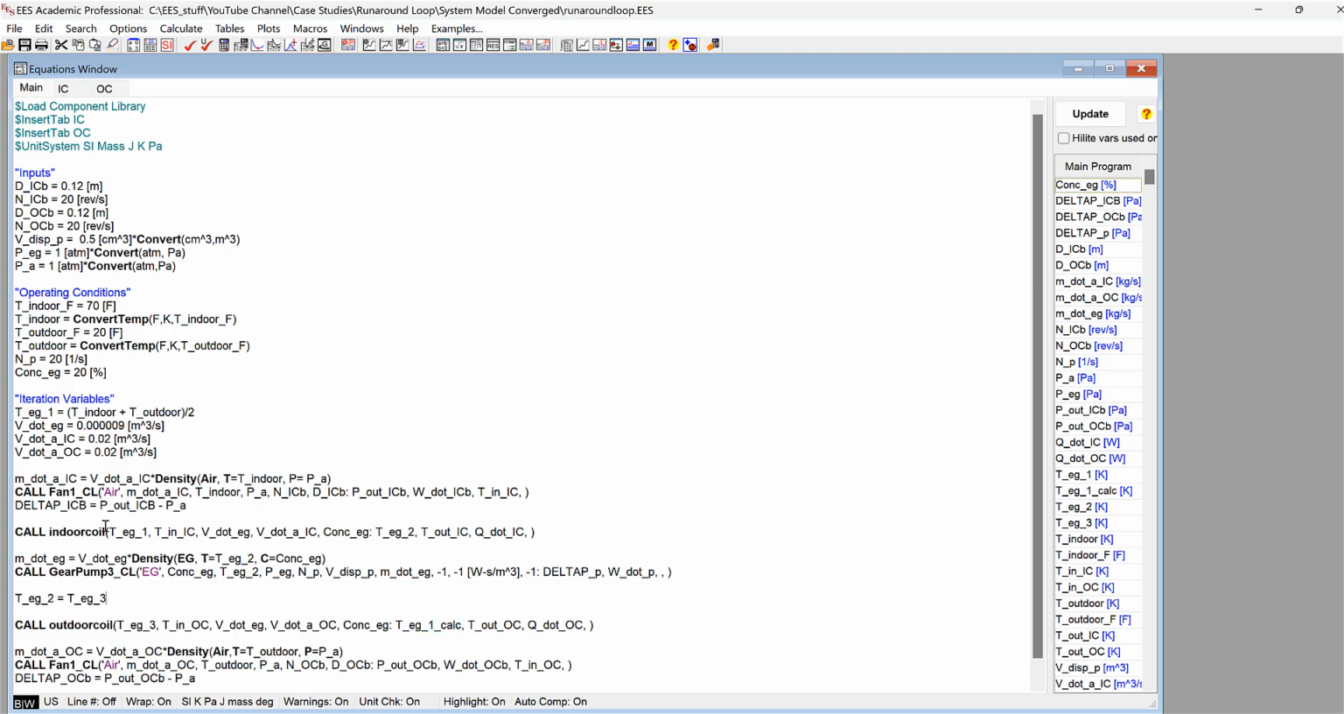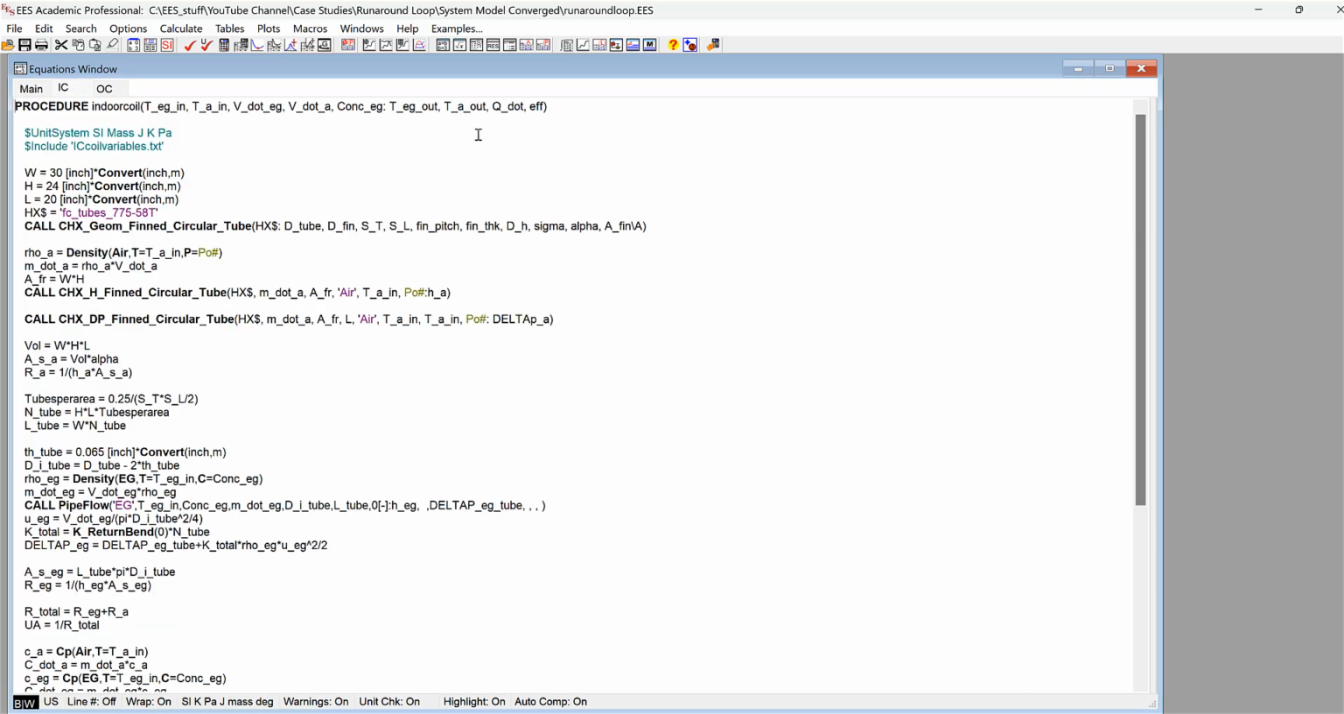I'm going to second of all get rid of this iteration variable, the volumetric flow rate of the ethylene glycol, and make sure that the pressure rise produced by the gear pump right here matches the pressure drop on the ethylene glycol side associated with each of the coils. And here I'm noticing that I did not include in the outputs the pressure drop in the ethylene glycol side or the air side. So the first thing I better do, I guess, is go here and add two more outputs.